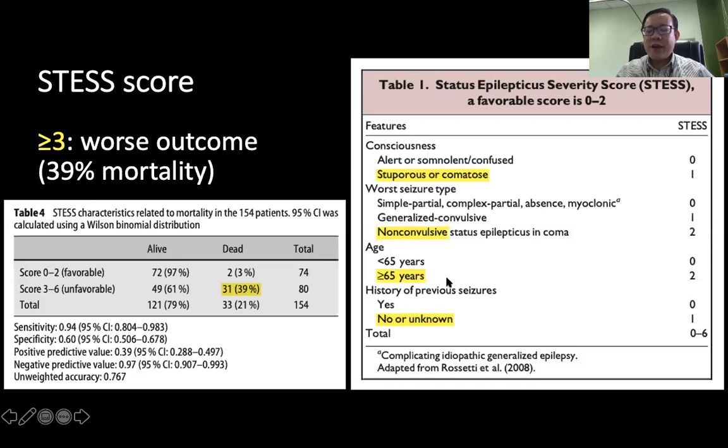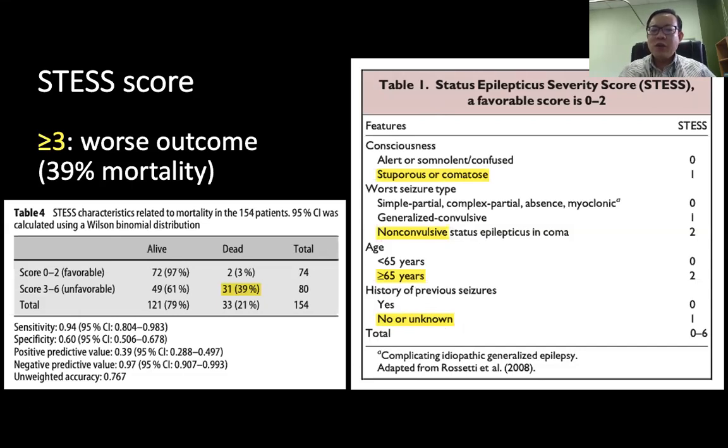And just want to clarify or notify you. Look at this. Non-convulsive status in coma is in fact worse than a simple partial status or generalized convulsive status. So coma is important. Non-convulsive status is another additional predictive factor. Second point is this: anyone without previous history, meaning that they are not epileptic patients or people with epilepsy, then the chance of them having mortality is higher than those with previous history of epilepsy.